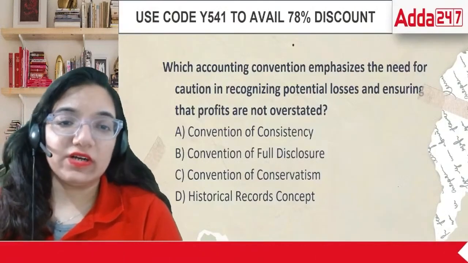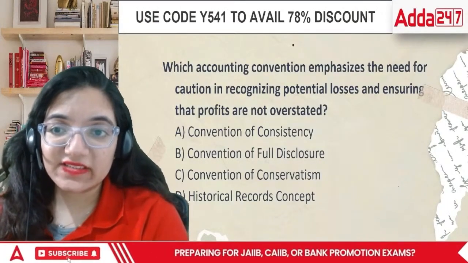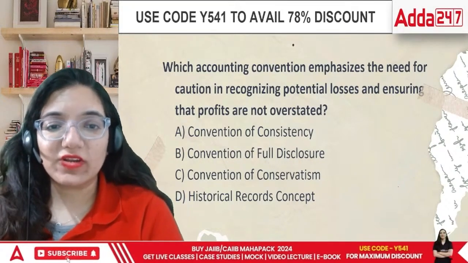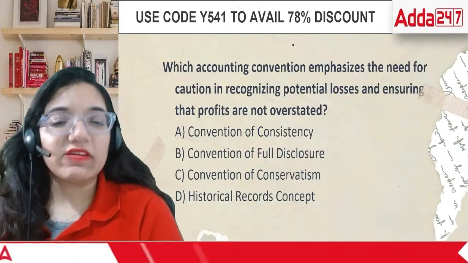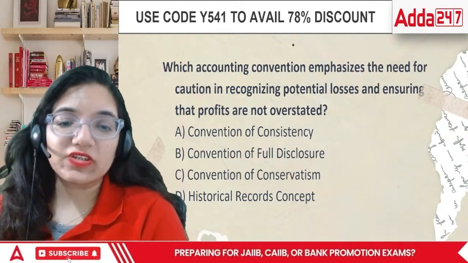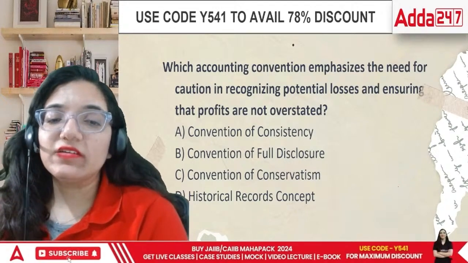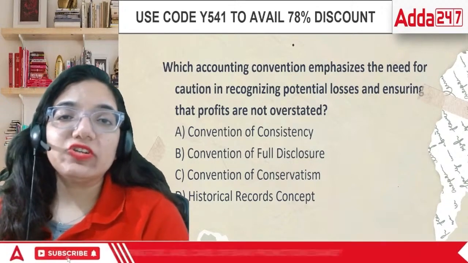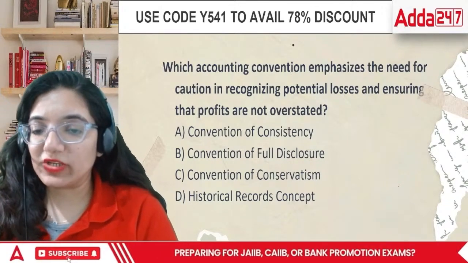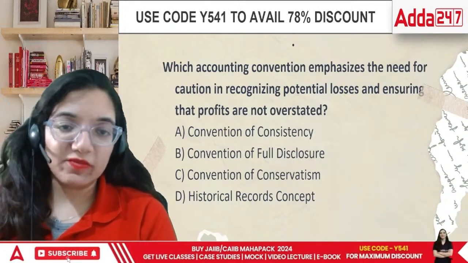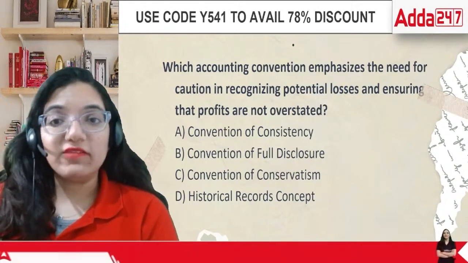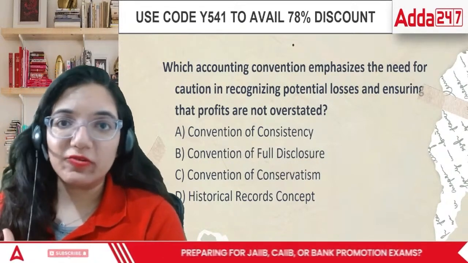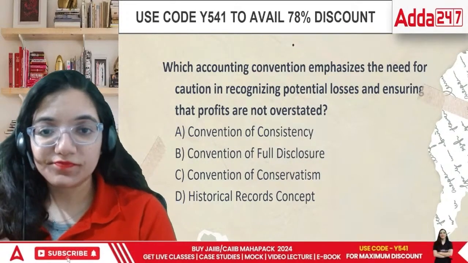Now comes which accounting convention emphasizes the need for caution in recognizing potential losses and ensuring that the profits are not overstated. Convention of consistency, convention of full disclosure, convention of conservatism, or historical records concept. Which accounting convention is saying that we should recognize our potential losses? Whatever potential losses can happen, we should recognize them beforehand and record them, and we should ensure that we are not overstating the profits. Meaning, whatever the value of the profits is, we are not going beyond that.